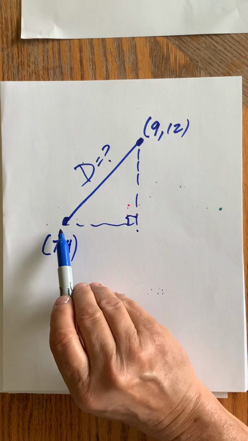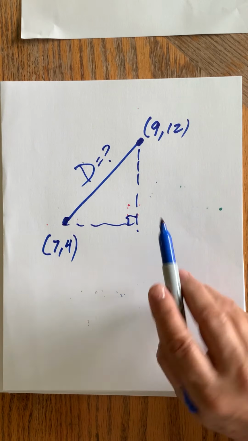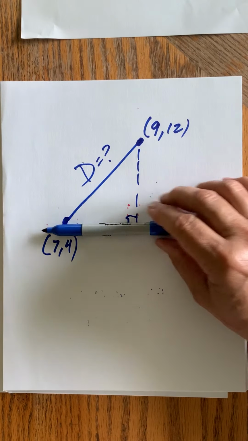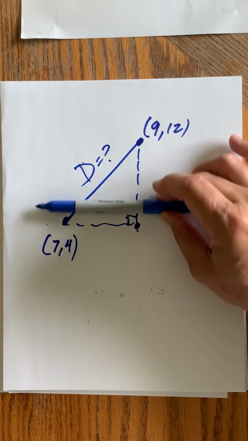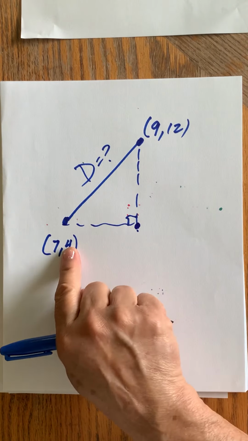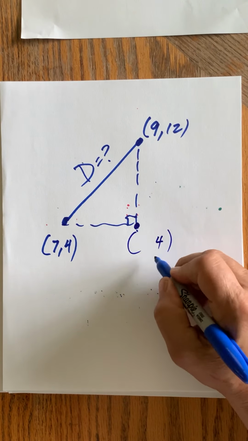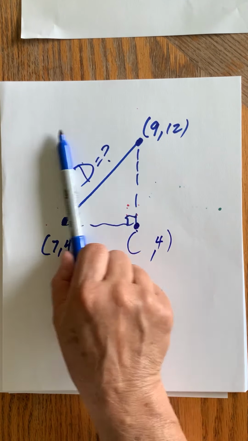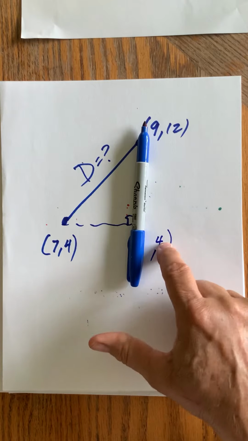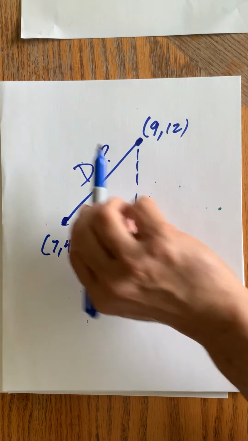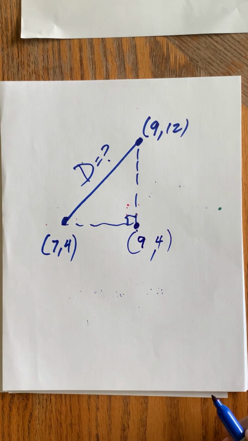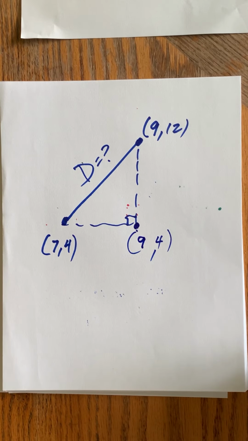Well, what you realize is that since this is a horizontal line, this point here must be at the same level, right? These 2 points are at the same level like this. So that means if this is at a height of 4, this is also going to be at a height of 4. And then the same thing is true here. Horizontally, this point is underneath this one, so it must have an x coordinate of 9. So now you're like, oh, okay.